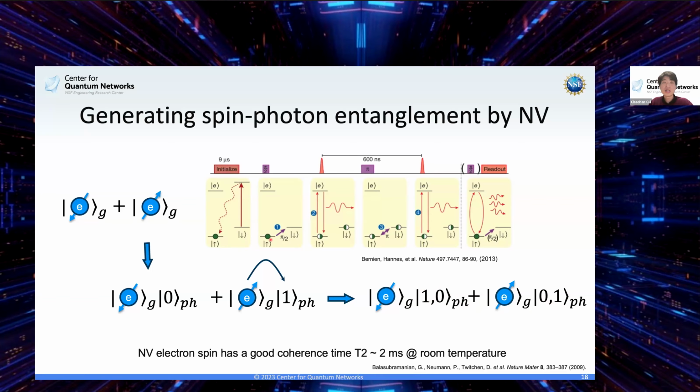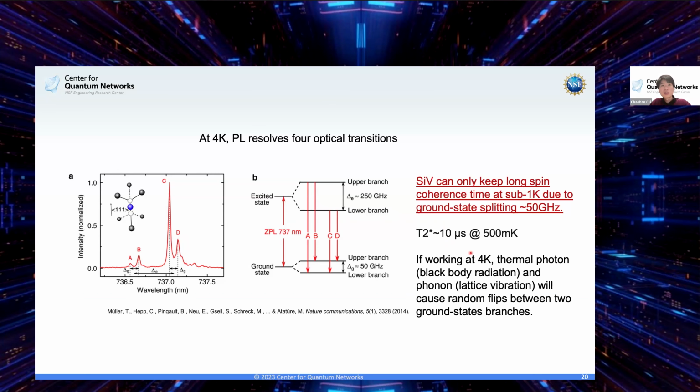We need to cool down even to dilution fridge temperatures, for example 500 millikelvin, where the coherence time reaches around 10 microseconds. But at 4 Kelvin, it is less than 1 nanosecond. So temperature is a way to control the color centers, especially for the group 4 vacancy centers, to make them able to work as a quantum memory.